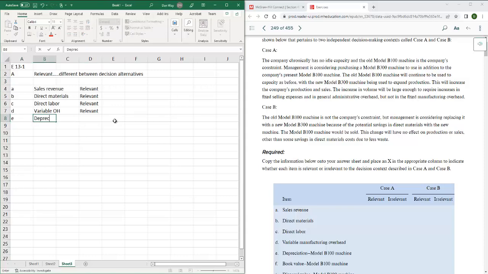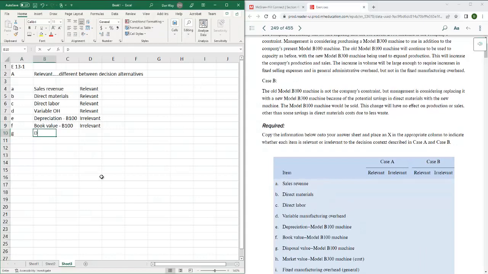E was depreciation, and that's for the old B100. Now that's certainly not changing regardless of whether we buy this new B300 or not. Right? That B100 would be continued to use either way. We're not unplugging it and throwing it away. And depreciation anyway is just an allocation of costs across periods, right? In essence, it's a version of a sunk cost. So that thing is irrelevant to this decision. F is the book value of that B100, and for the same reasons as the depreciation, that's also irrelevant.